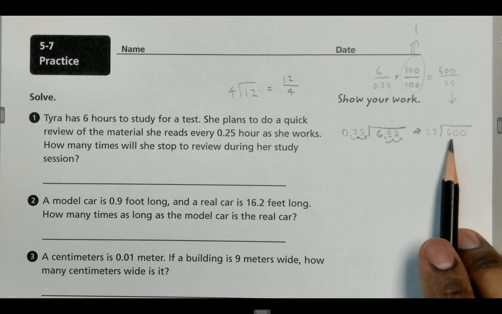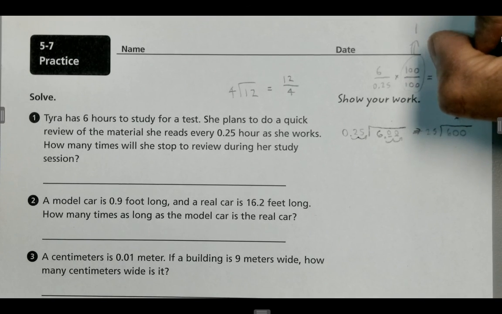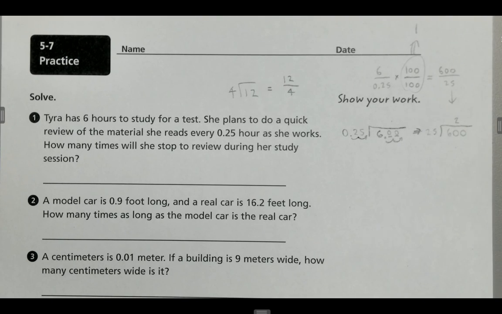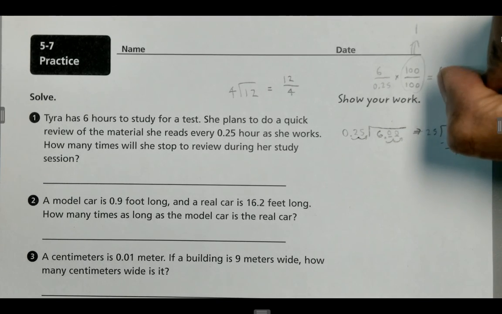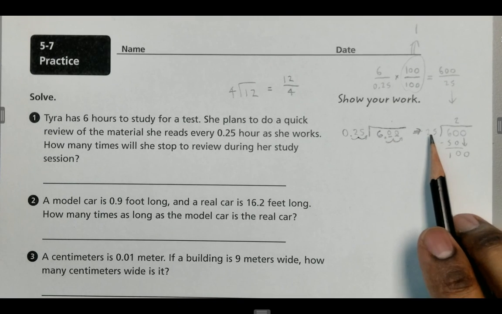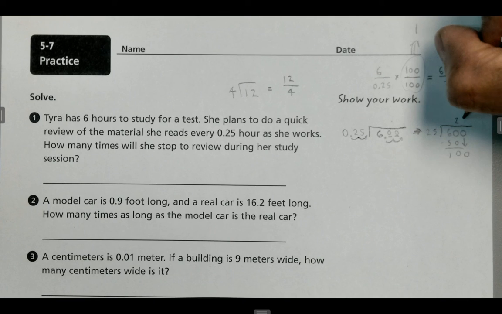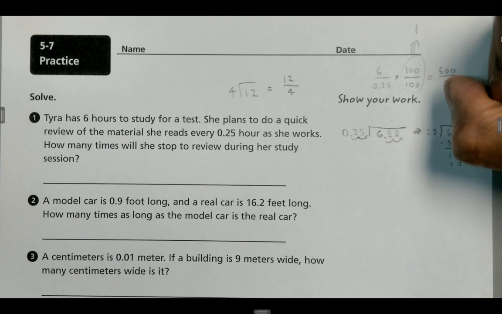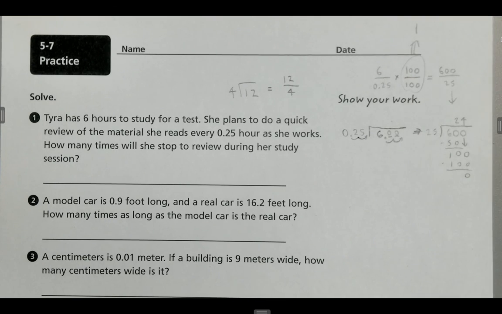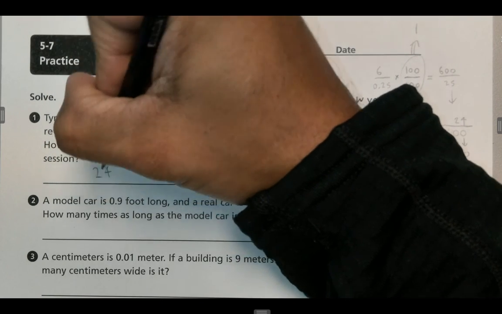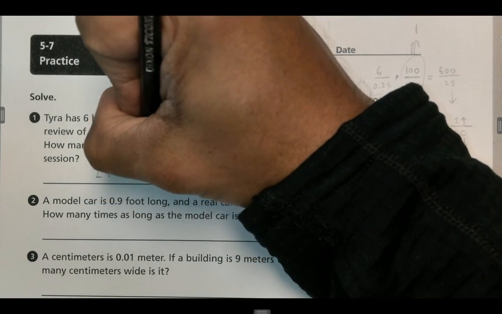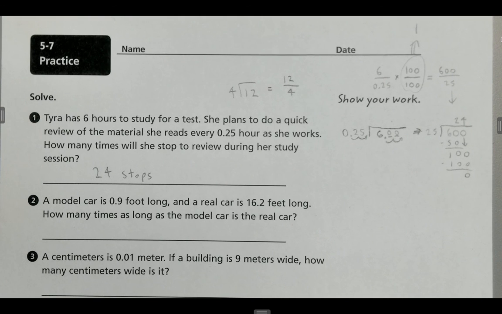How many times does 25 go into 60? 2 times. 25 multiplied by 2, 50. Subtract that out. Do my bring down. The new number that's formed is 100. 25 goes into 100 4 times. 25 times 4 is 100. After we subtract, there's nothing left over. There's nothing to bring down. We have our answer. She's going to take 24 stops during the study session.